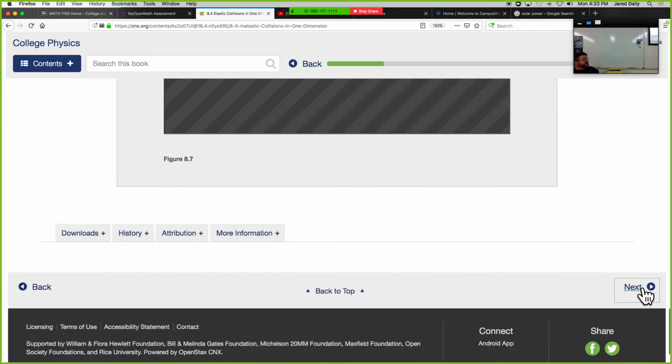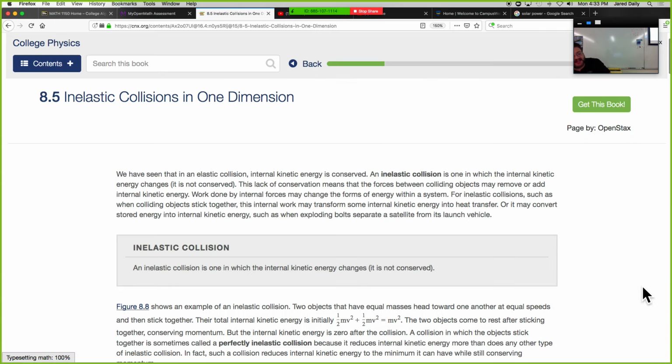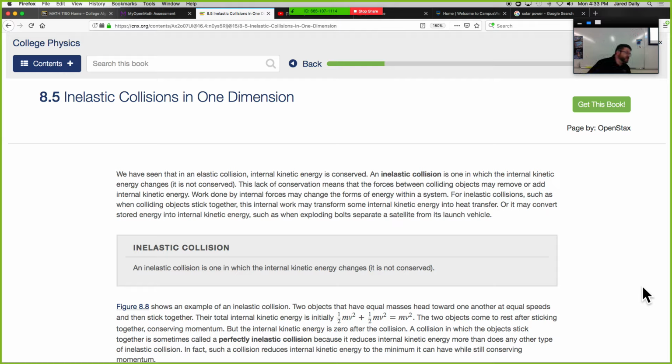So the last thing today, inelastic collisions. In a perfectly inelastic collision, kinetic energy is not conserved because the two objects will stick together and become one object. Okay?